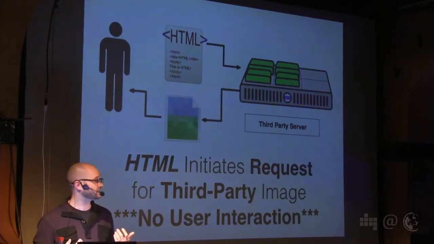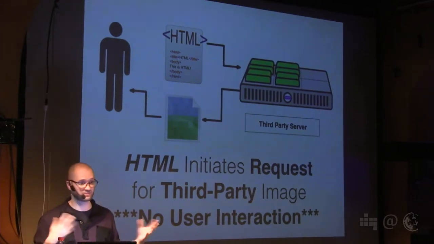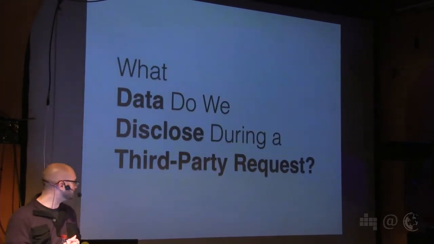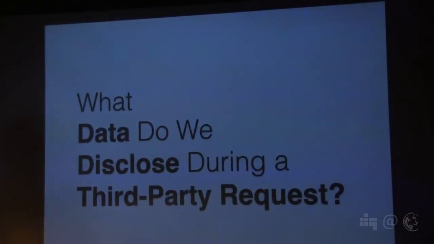And it's not a bad thing. It's supposed to happen that way. That's what makes the web really awesome, is it does all the different stuff, and it gets to your computer, and you don't really have to do that much. But the question is, when these requests happen, we're disclosing data. So like, what is that data that happens at the most basic level?